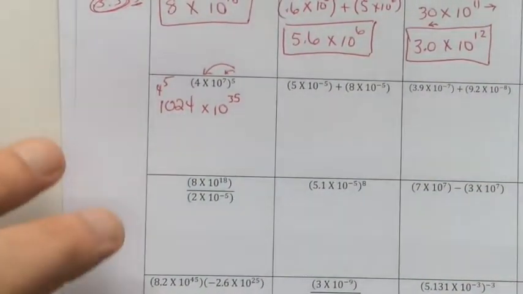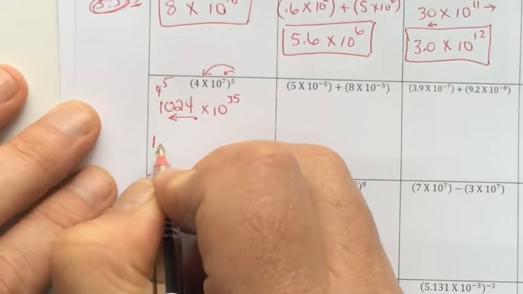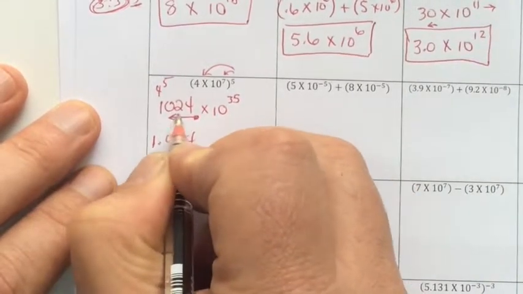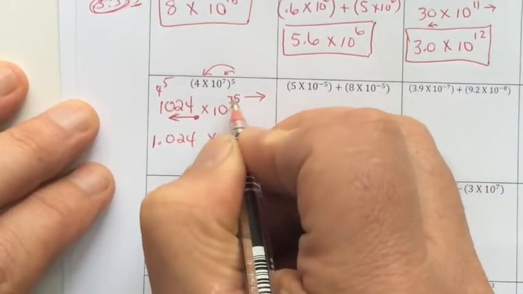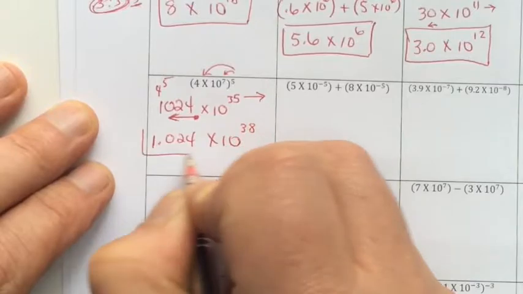But now we have to fix that. So here's the decimal. I got to move it 3 places that way. So it's going to be 1.024. If the decimal goes 3 that way, the power goes 3 that way. So on the number line, 35, 3 more that way is 38.